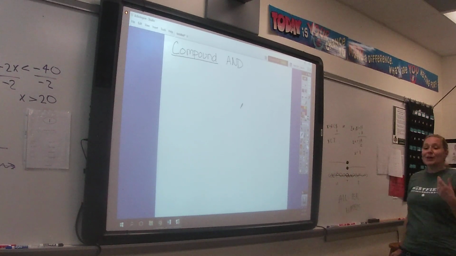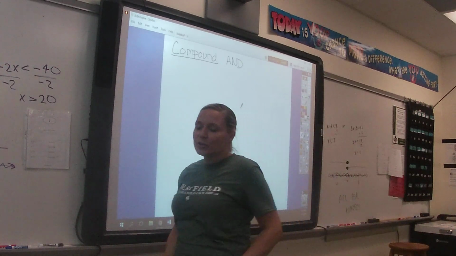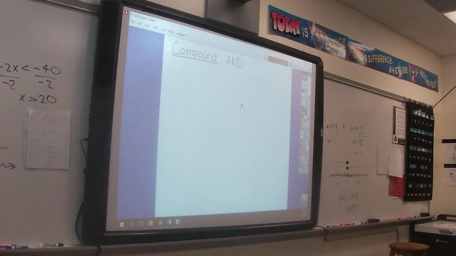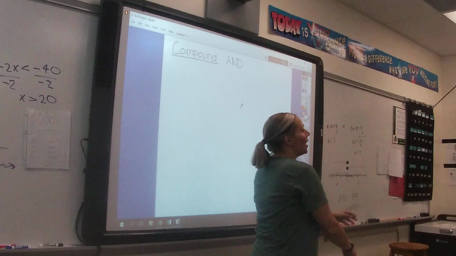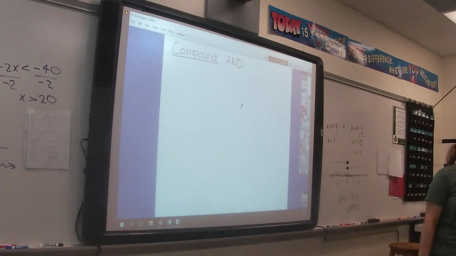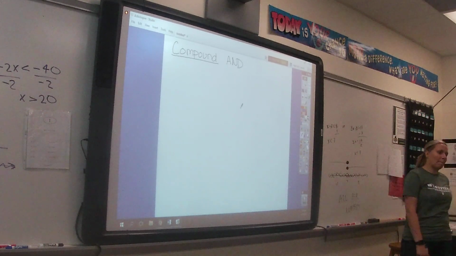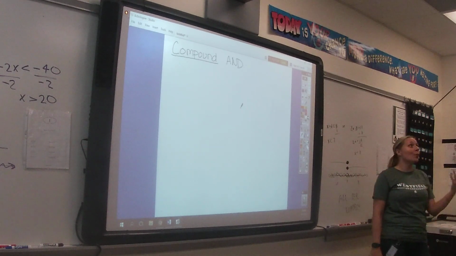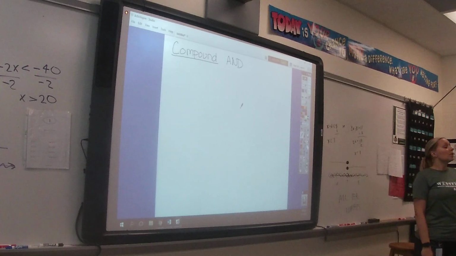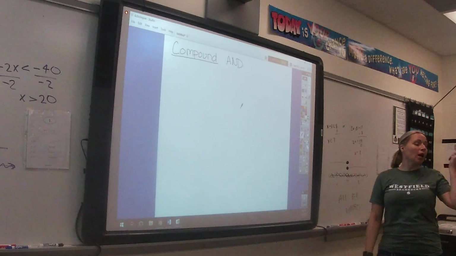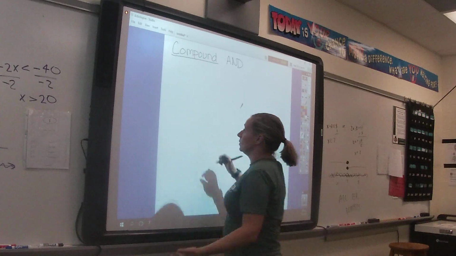So now you are going to the store with money and you need to buy a shirt and a pair of pants. How many things are you purchasing? Two. Okay, so what might we use as a definition to describe what and means? Yesterday we said or was we had a choice and we were picking one. Right, so today we have a choice and we are picking two.